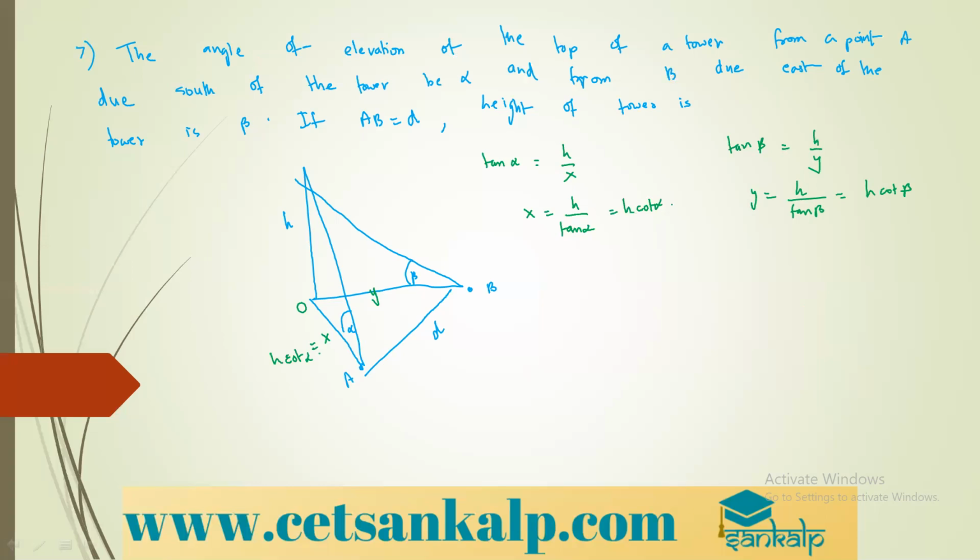So we just got x and y, but we have to find height of the tower. Now, because this angle will be 90 degrees, this is east, this is south, angle will be 90 degrees. So you can use Pythagorean rule, that is d square equal to x square plus y square. Or d will be square root of h square cot square alpha plus h square cot square beta.